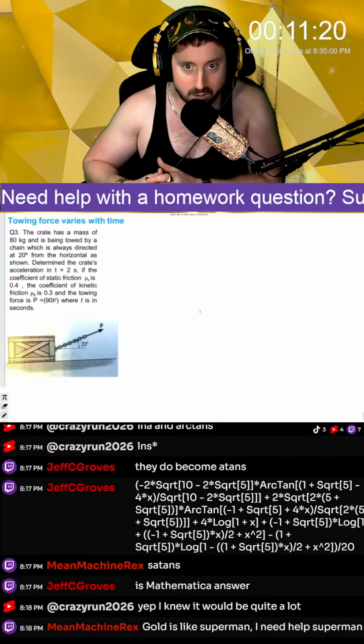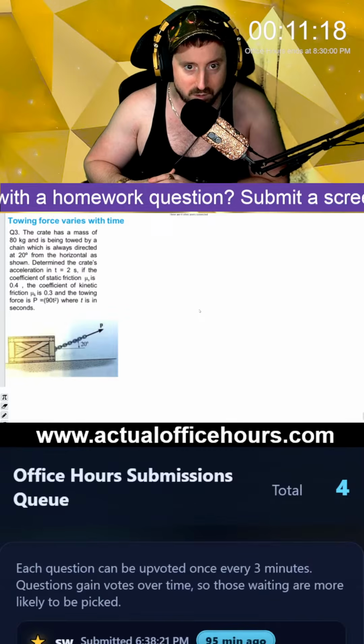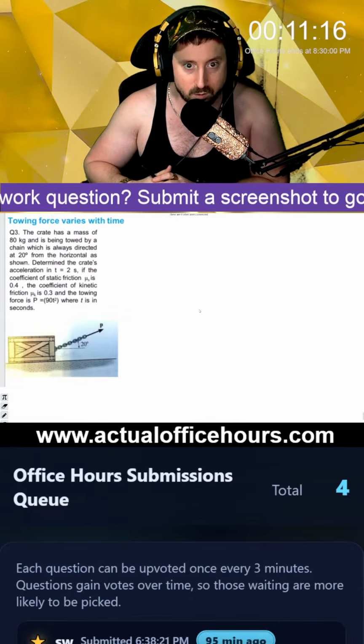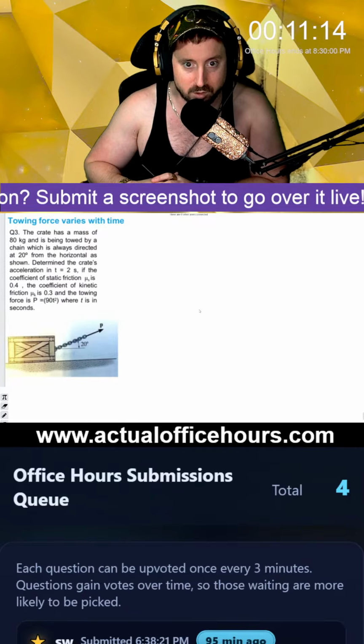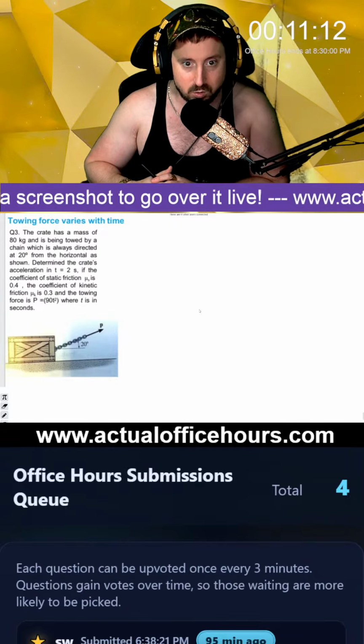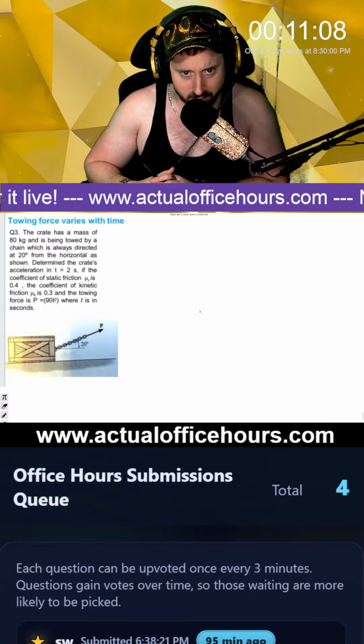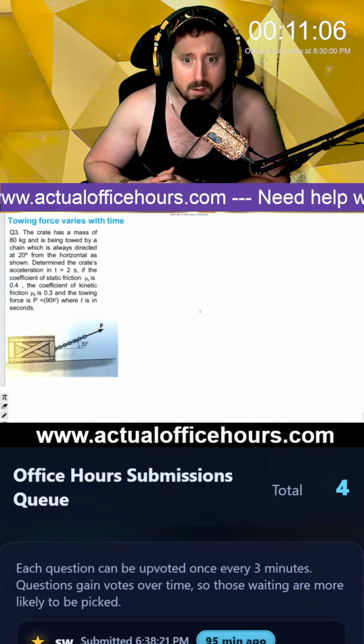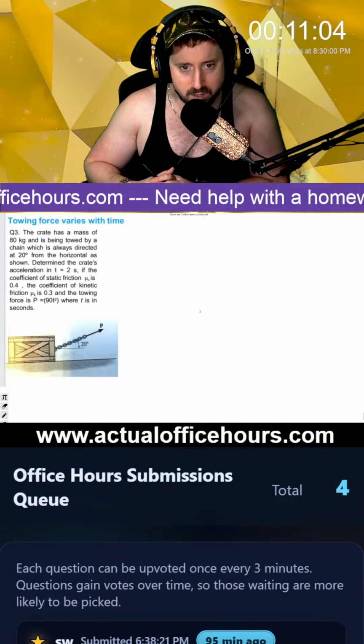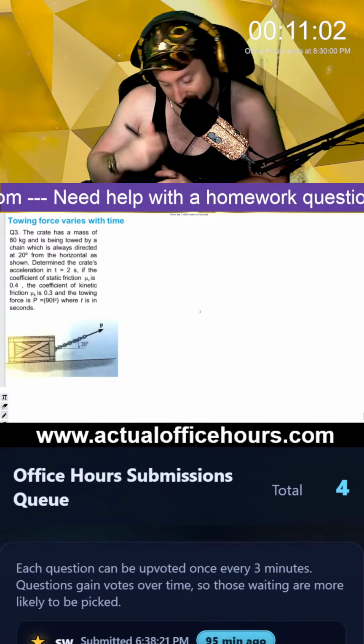Okay. The crate has a mass of 80 kilograms and is being towed by a chain which is always directed at 20 degrees from the horizontal. Determine the crate's acceleration in 2 seconds if the coefficient of static friction is 0.4 and kinetic is that, and the towing force is P equals 90 t squared, where t is in seconds.